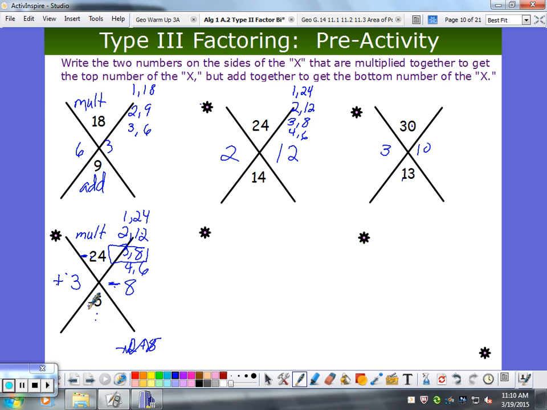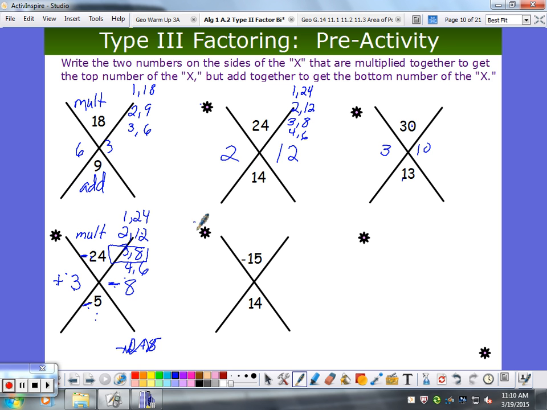The way you know that, if this number is negative, the bigger number is negative. If this number is positive, the bigger number will be positive. You definitely want to work down to make sure you have your signs in the right place. We're going to try it again, okay?